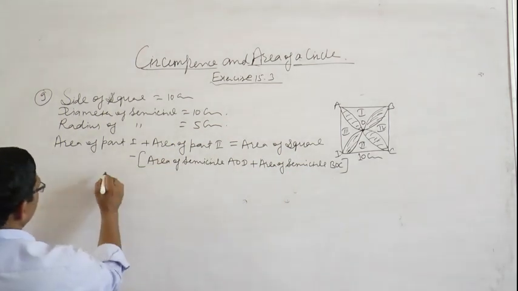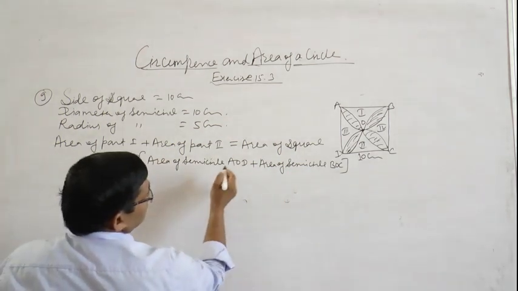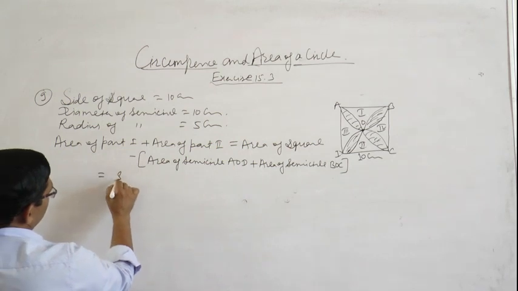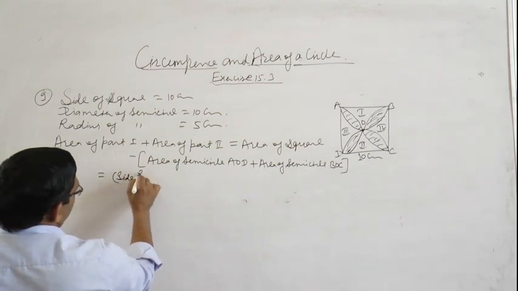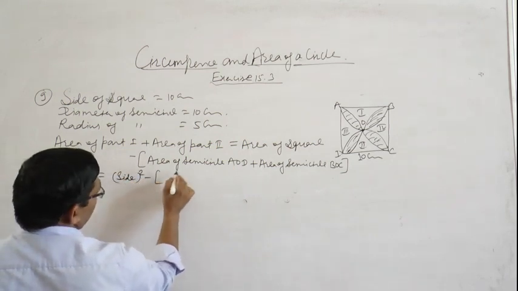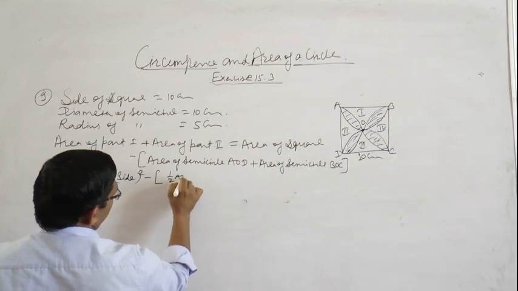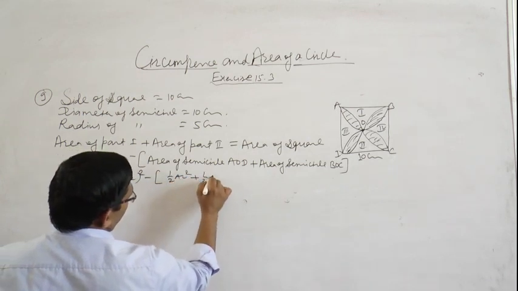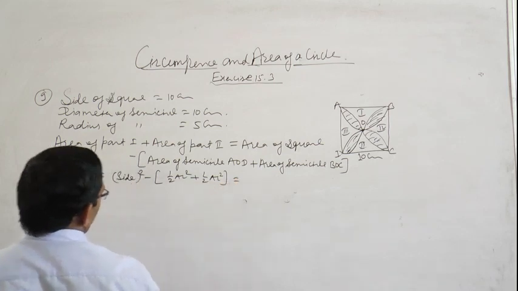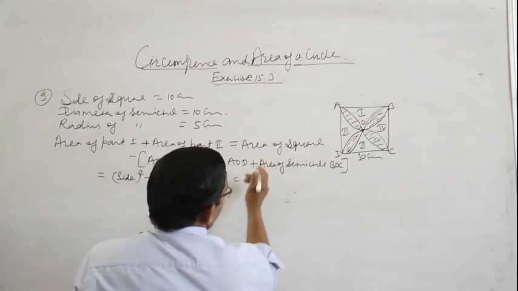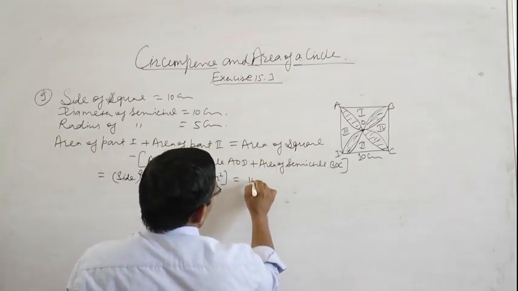Area of square is side square minus area of semicircle, which is 1/2 pi r square. 1/2 pi r square is equal to, side is 10 centimeter.